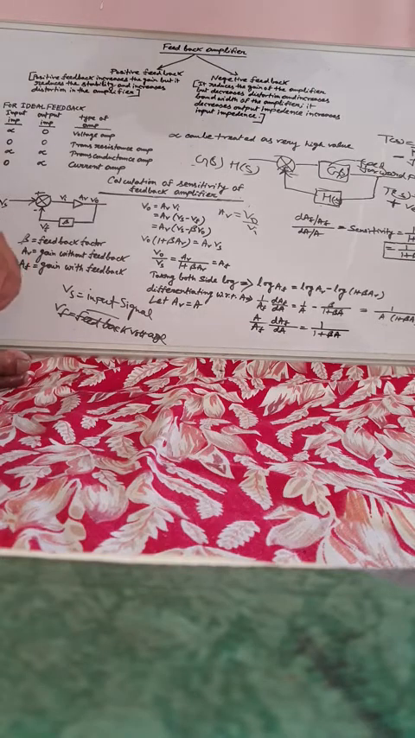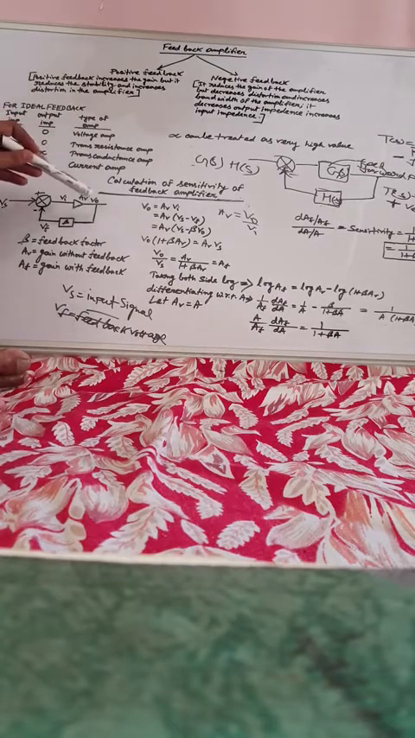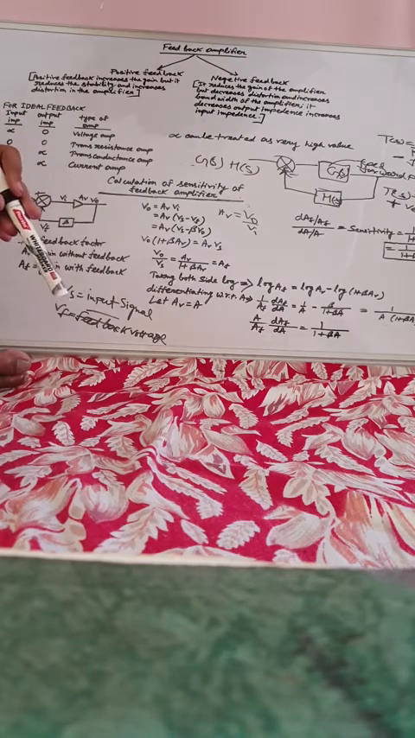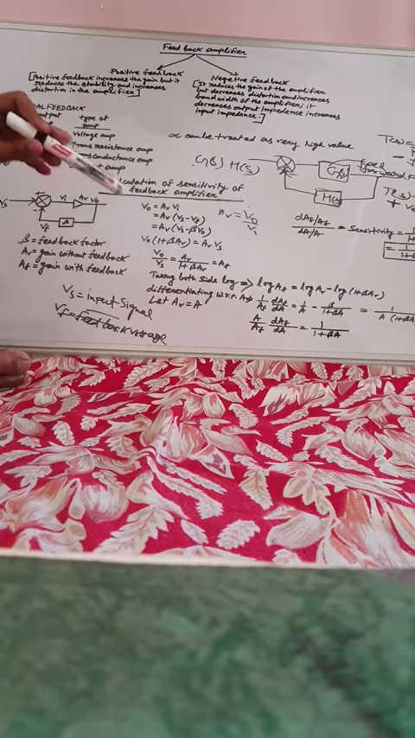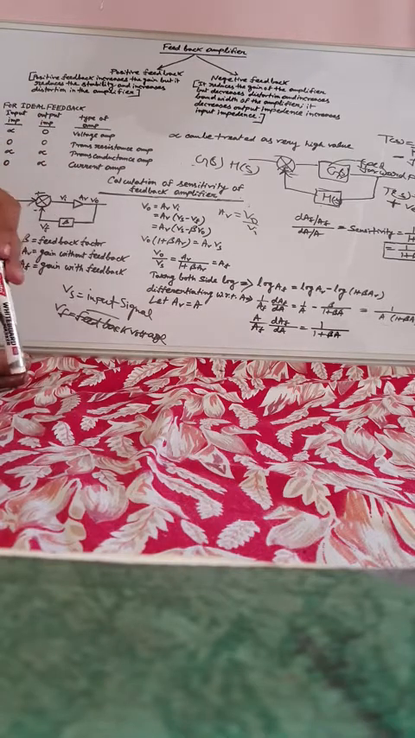Now we have to find out the sensitivity of the system with the help of feedback amplifier. V0 is the output voltage of the system. V0 equals A_V into Vi. A_V is the gain without feedback, beta is the feedback factor, and A_F is the final gain with feedback.